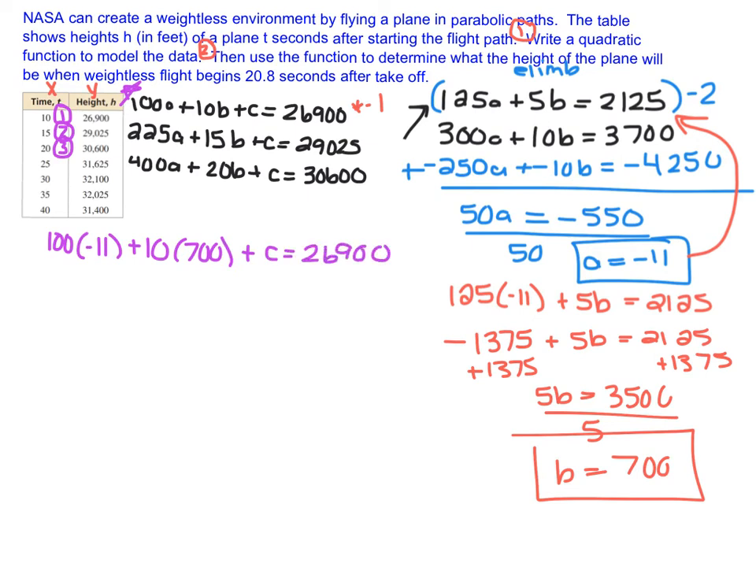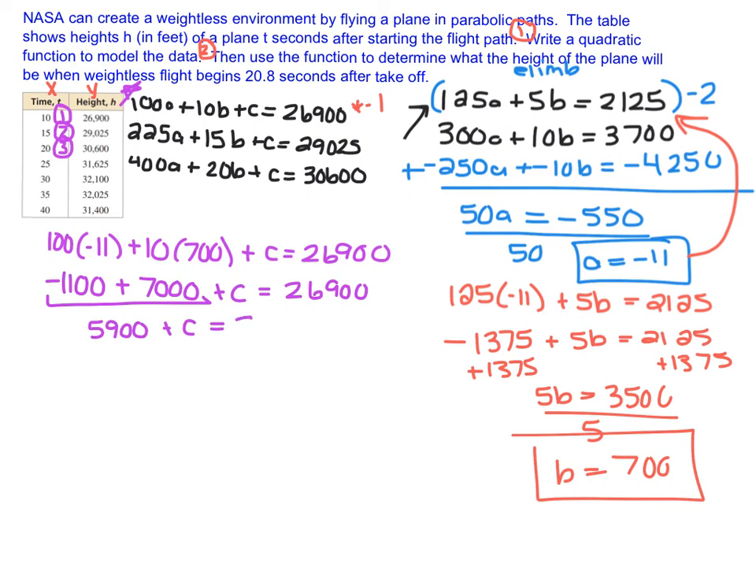So 100 times negative 11 is just negative 1100. Then plus, we have 10 times 700, which is 7,000. Plus c is equal to 26,900. So if we combine these two together, we get 5,900 plus c is equal to 26,900. So if I subtract 5,900 from each side, I end up with c is equal to 21,000.